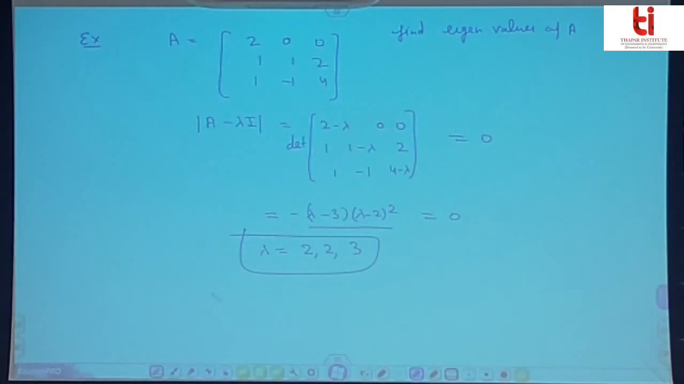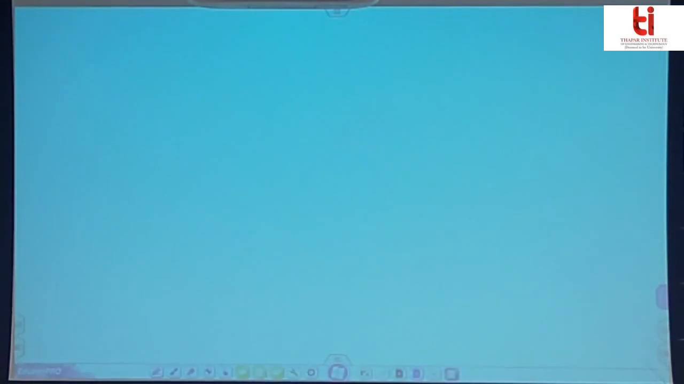So what is the spectral radius of A? Rho of A is the maximum of the eigenvalues, that is the maximum of 2, 2, 3, which is 3. I just mentioned this topic to show how to compute eigenvalues, otherwise this topic was already discussed in your first year. So suppose we are taking one example.